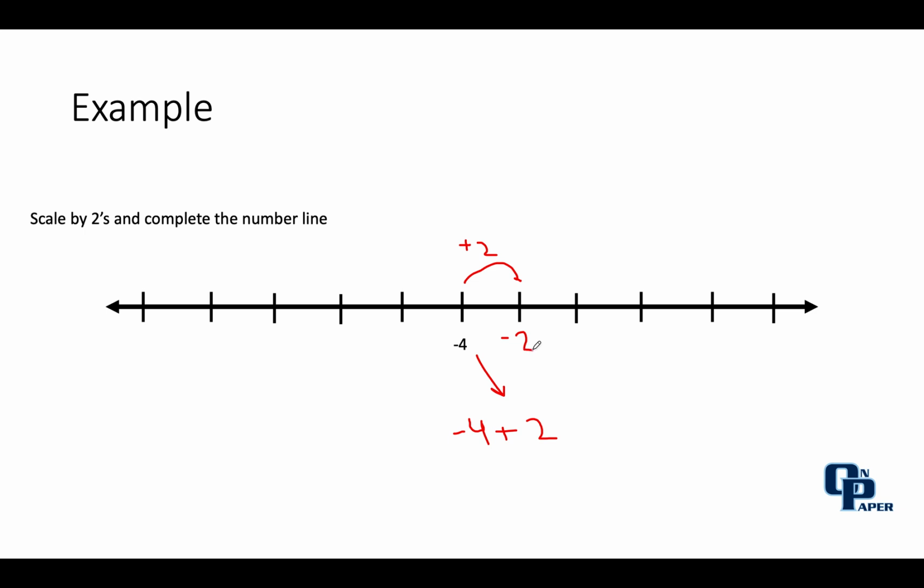Again, we talked about, think about it as money. If you have negative $4 in your bank account, mom gives you $2, you put that in your bank account, you're going to go back up to negative 2. So we're not at 0 yet, but you're making your way towards 0. Again, we're moving to the right, so you're going to add 2. Negative 2 plus 2, that's where we'll get back to 0.